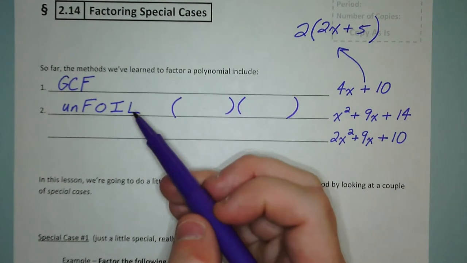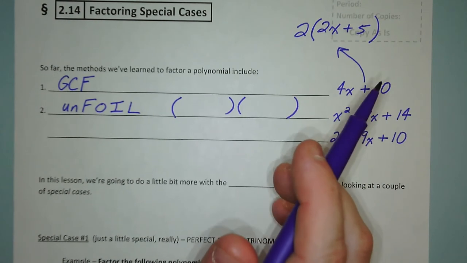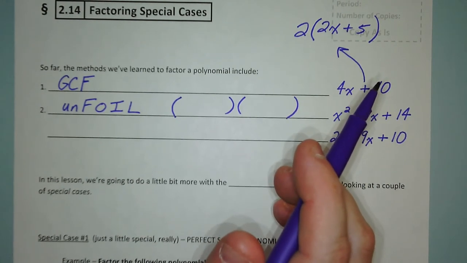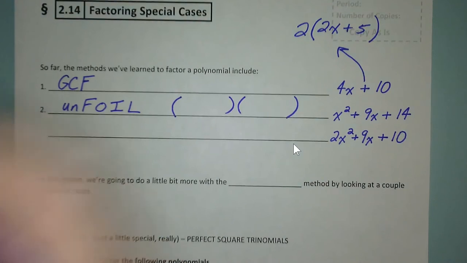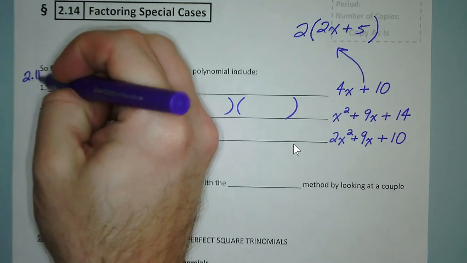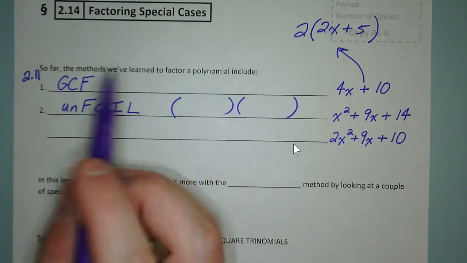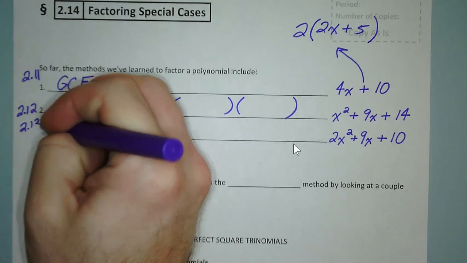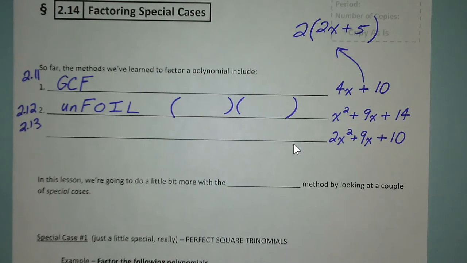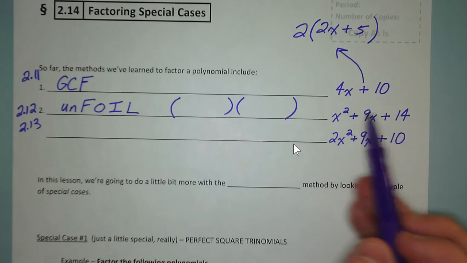And so far, and again, I hope you've been keeping track at home, as we move from section 2.11 to 2.12 to 2.13, you know what I mean? Section 2.11, I don't know if you want to write this down, you don't have to. I'm pretty sure section 2.11 was about GCF, and then we took section 2.12 and section 2.13 to talk about unfoil, because there was basic unfoil. This was basic unfoil.